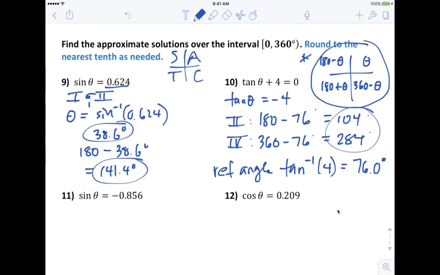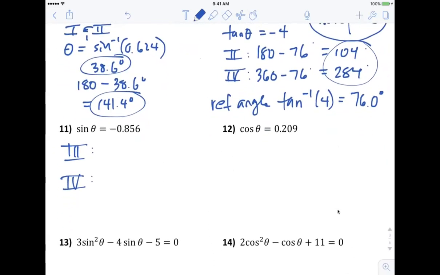Okay. How about sine is -0.856? So again, where is sine negative? Sine is negative in quadrants 3 and 4. So I'm going to have a quadrant 3 answer and a quadrant 4 answer. And my reference angle is just sine inverse 0.856. When you find that reference angle, ignore the negative. Sloppy, but oh well. Okay, so sine inverse 0.856. I'm plugging into my calculator without the negative, and I get a 58.9 degree reference angle.